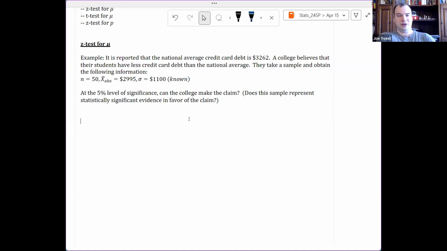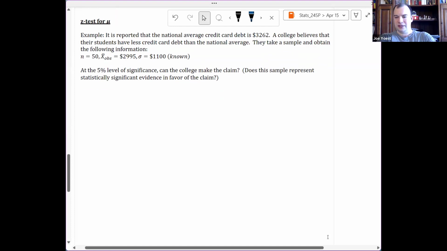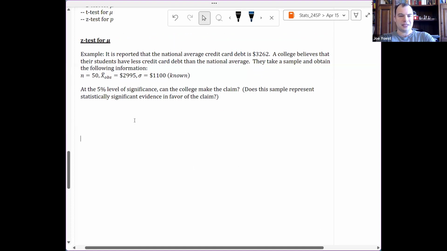If you're doing a homework problem or on an exam or something like that, it's not going to take this long to go through a problem. We're just building the technique through this problem. So that's why it's going to take a little while. This one problem will likely take us the rest of the class period today. But again, not every one of these problems is going to take 45 minutes. It's just that we're building out the mathematics as we're going through this problem. So let's look at our example. It's reported that the national average credit card debt is $3,262.